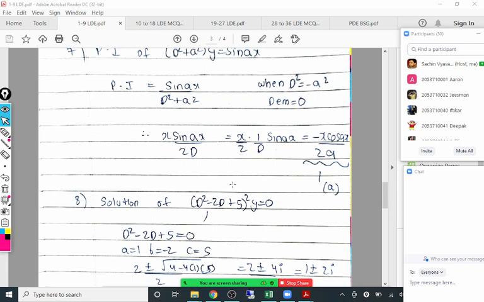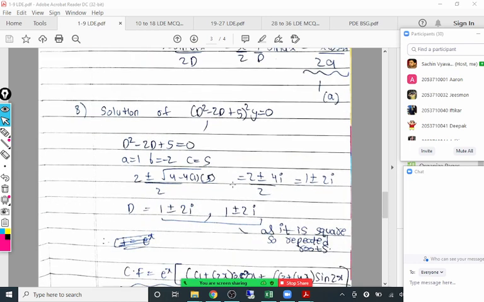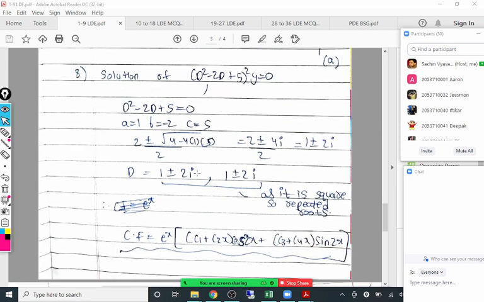Integration of sine ax is minus cos ax upon a. That's correct. Eighth, here (D² - 2D + 5) bracket square is given. So obviously find the roots of this first, and then it is a repeated root. So you will observe 1 ± 2i and again 1 ± 2i. I think this is the first time you came across a complex repeated root.